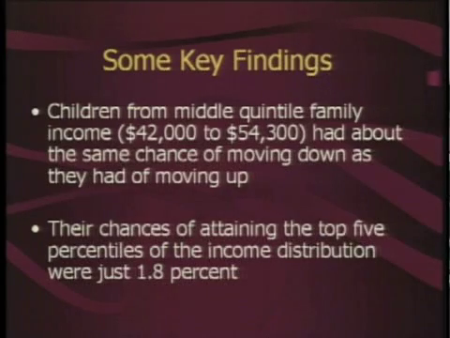So therefore, again, the key finding is that people from the middle quintile can move up or down, and they're just as likely to go either way. Importantly, their chances of attaining the top 5 percentiles of the income distribution are only 1.8%. Let's go back. We said the very poor only had 1%, right? Do you remember that? 1% chance of attaining the upper 5%. Well, guess what, folks? The middle class only has a 1.8% chance of attaining that upper class status in terms of income.